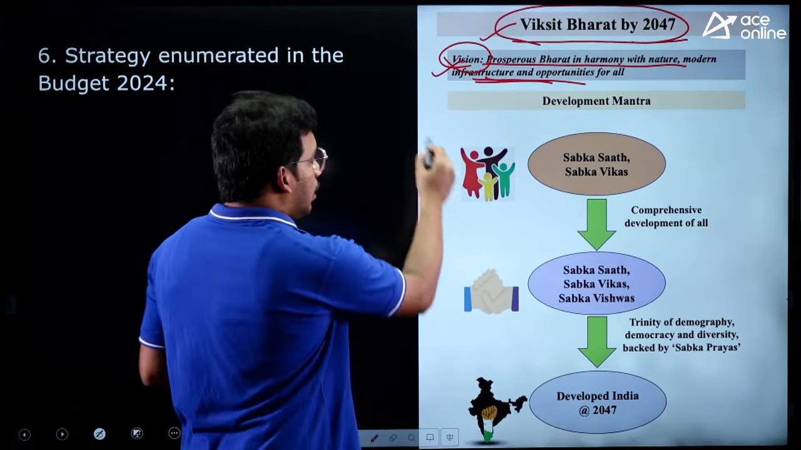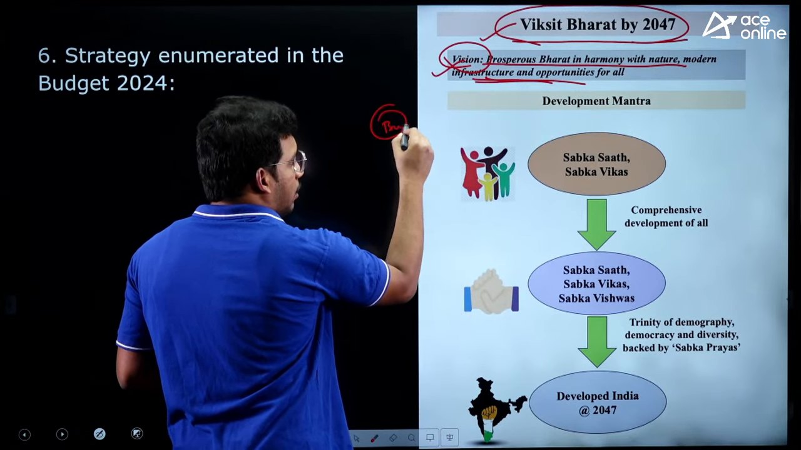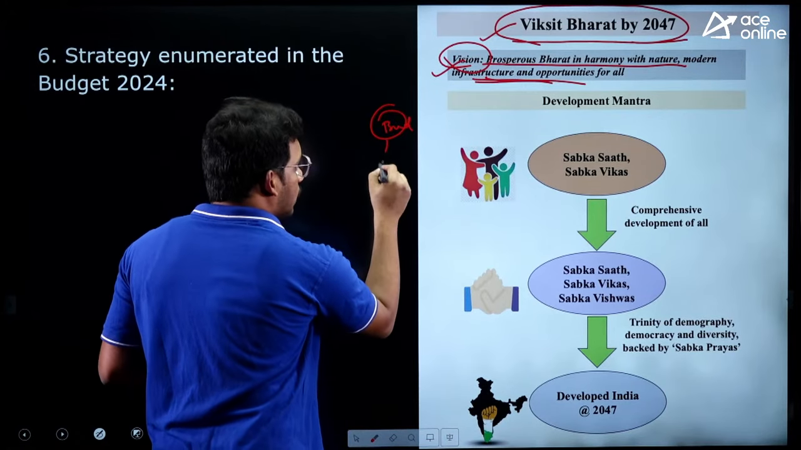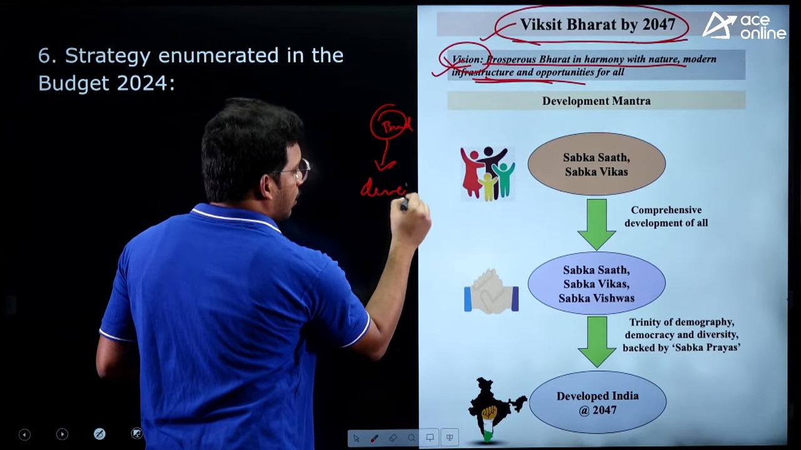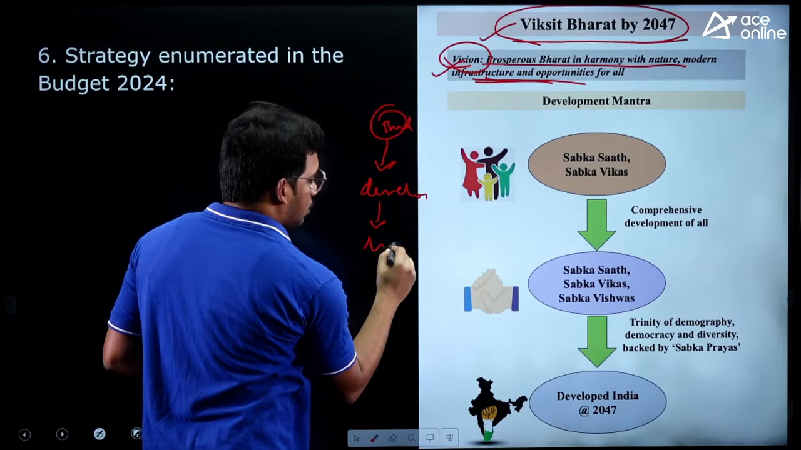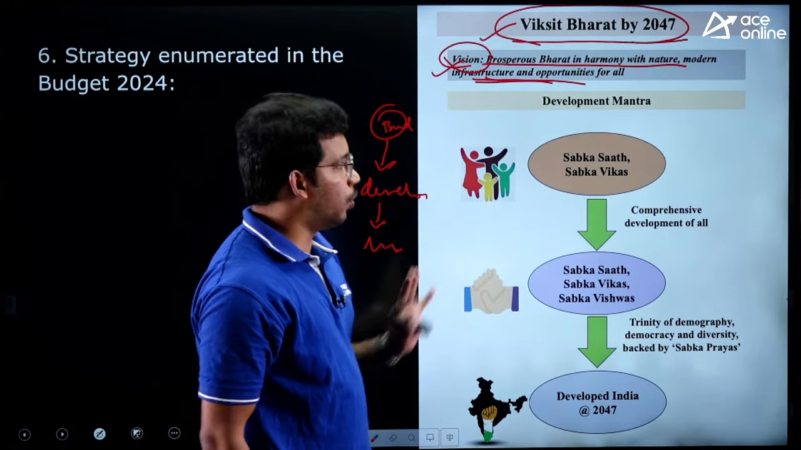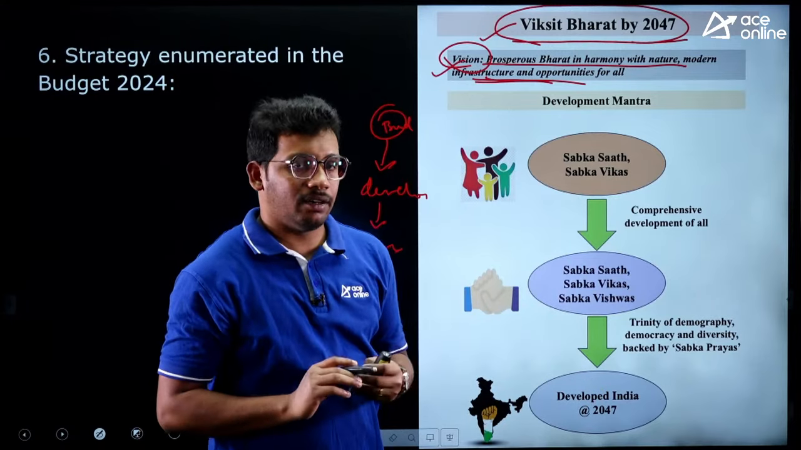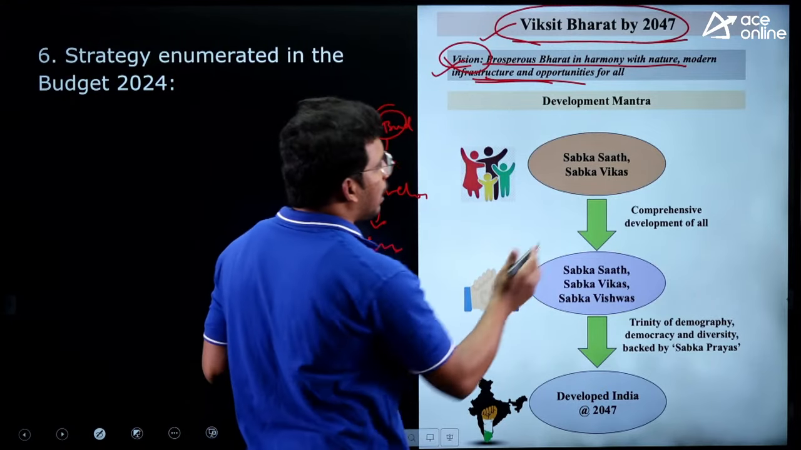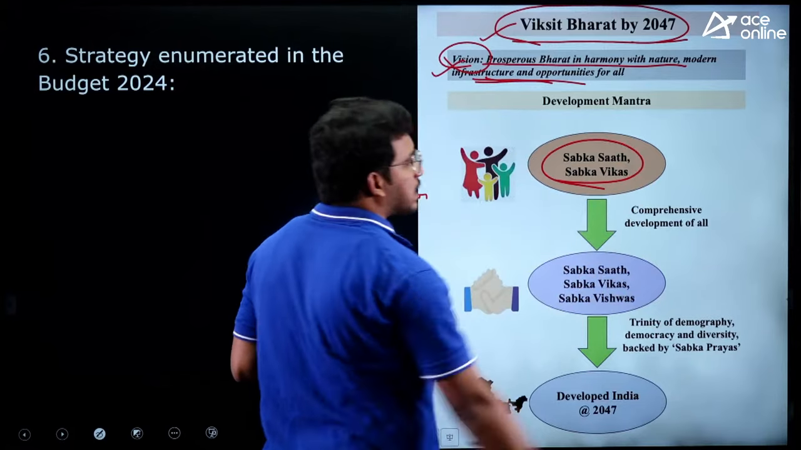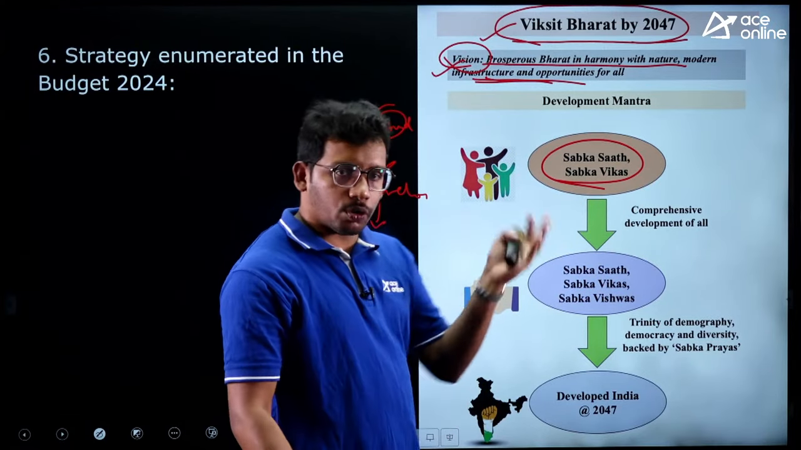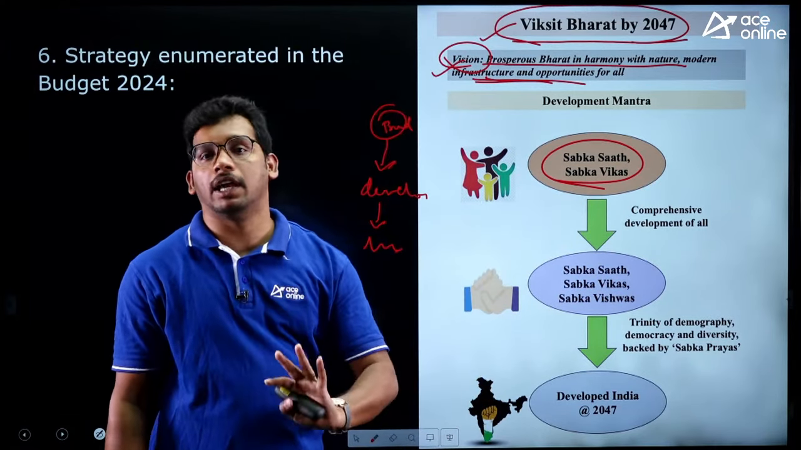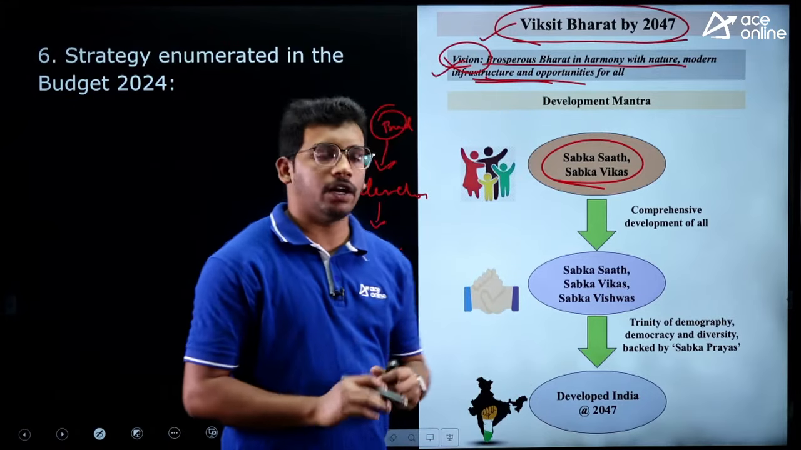I'm connecting the budget, right? Budget of India, what is the goal? Developed India, right? And then the vision, the vision to achieve that goal, okay? And the government also came up with a broad plan to achieve this developed India. First one is Sabka Saath, Sabka Vikas. So how are they going to achieve the developed India? For this, they had a plan.